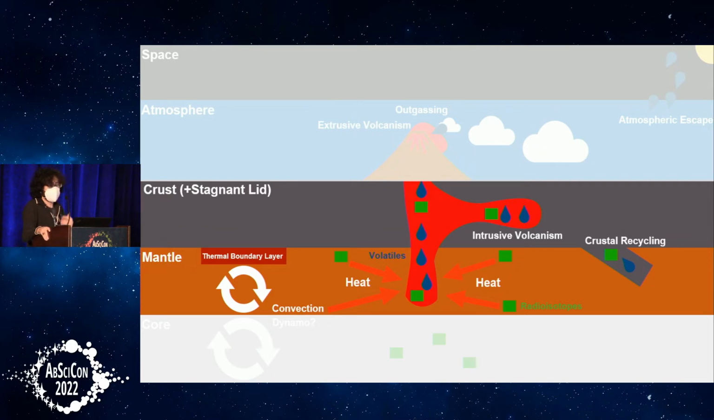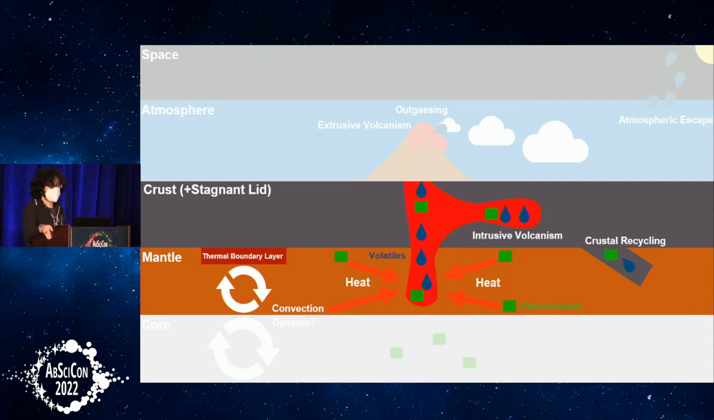Now, on planets like Earth with tectonic plates, any volatiles that are stuck in the crust are relatively easily recycled back into the mantle through subduction-related processes. However, on a planet like Venus with a stagnant lid, it's more up in the air whether those volatiles will get recycled back in.